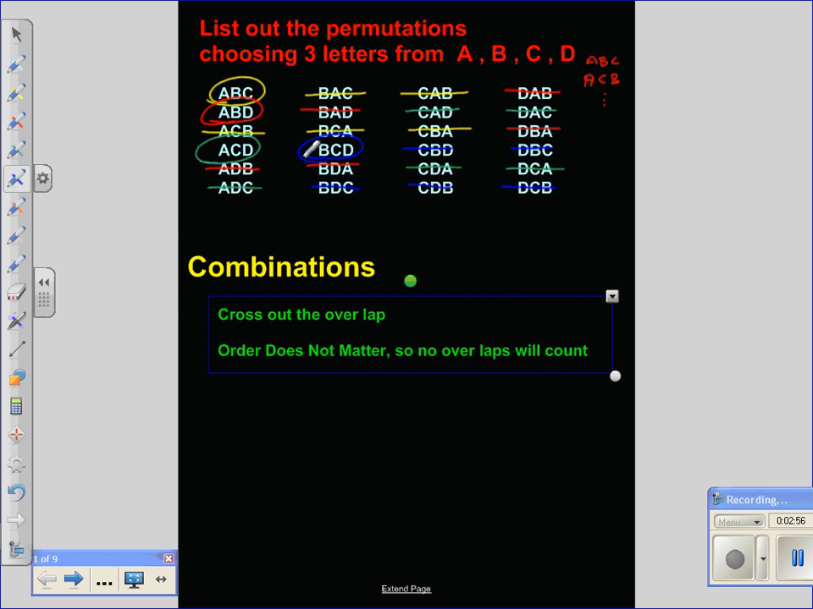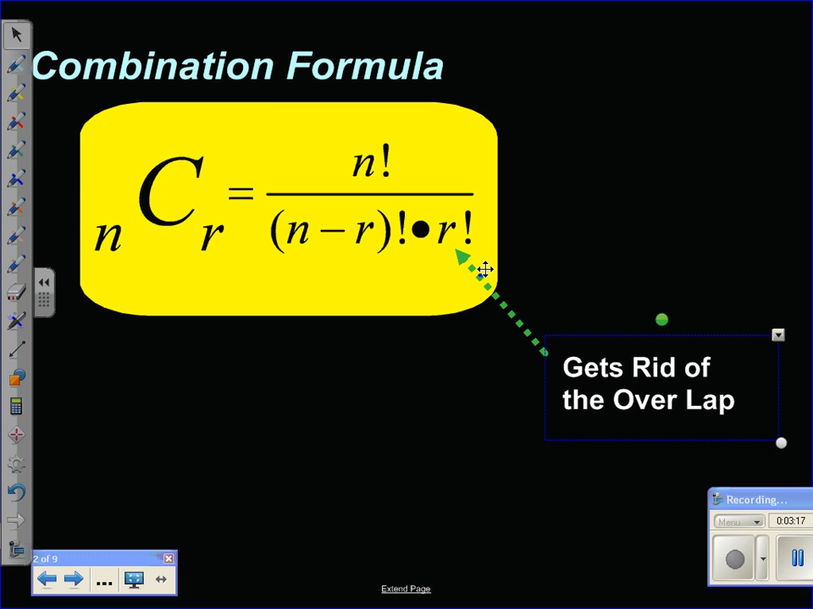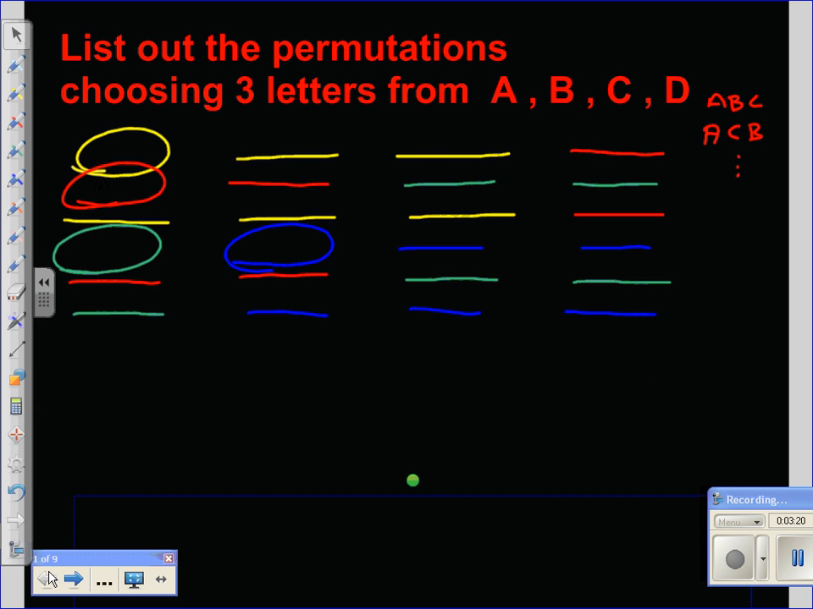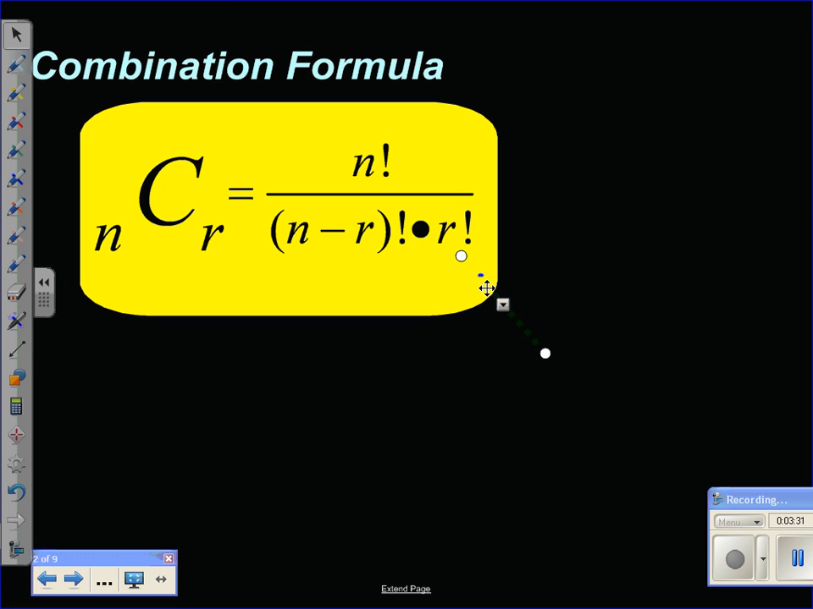Now let's look at the formula for a combination. The formula for a combination looks very similar to the permutations that we studied yesterday, except we have this extra r. Now when we talk about this extra r, that's going to cross out all of those overlaps. We want to get rid of the overlaps that we just saw in our problem where we scratched out all of these. To do that, we add in this r factorial in the denominator because that divides them out.